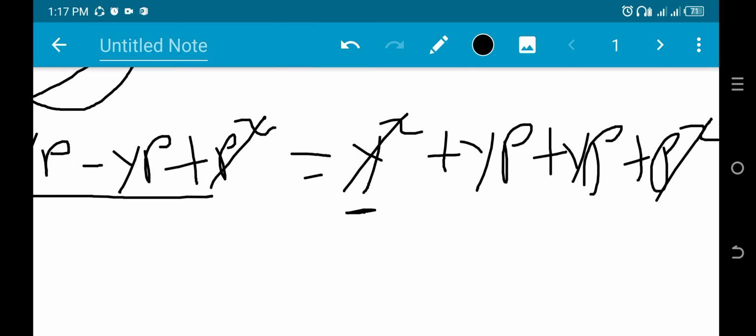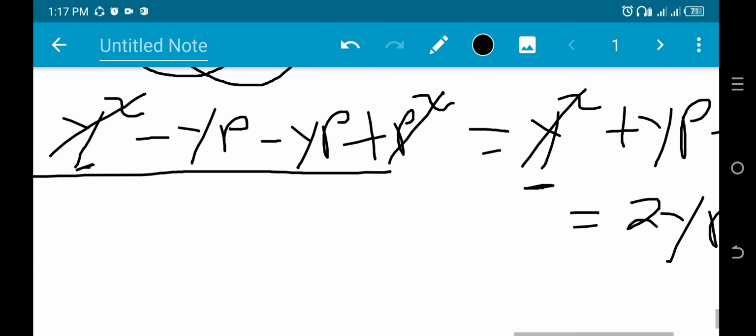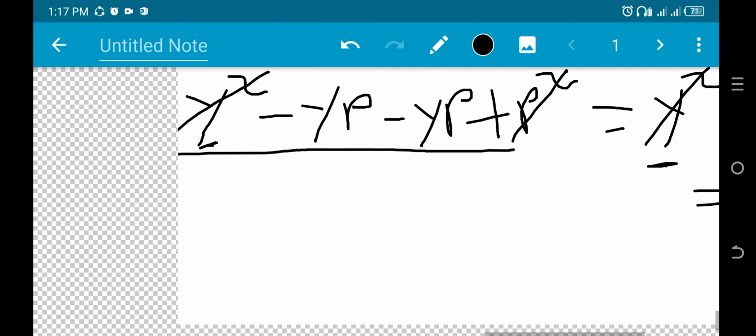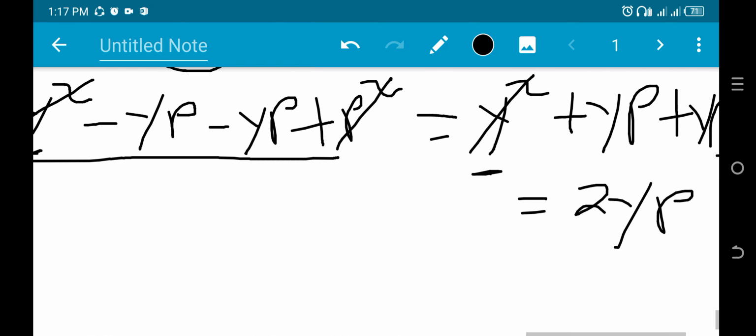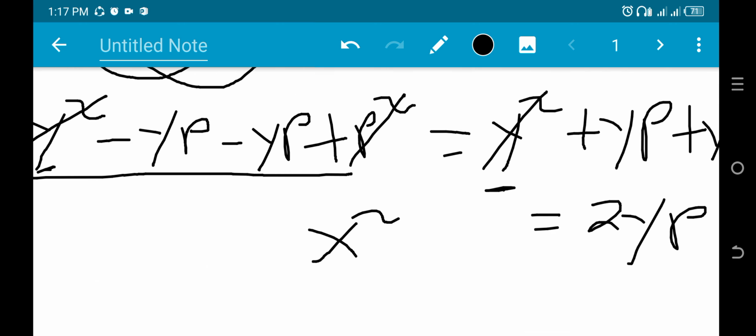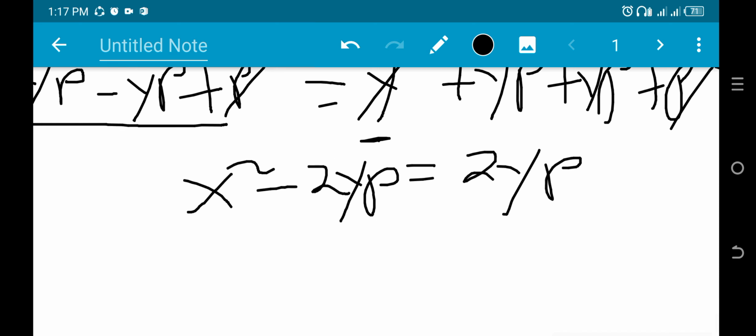Now what is remaining? On this side we are having yp plus yp. So this will be 2yp on this side. Then on the left hand side, what are we having? We're having x squared. There is x squared here. Then afterwards we're having minus yp, which is minus 2yp. This is what we have. So we can just add this to both sides for it to be cancelled on the left side.